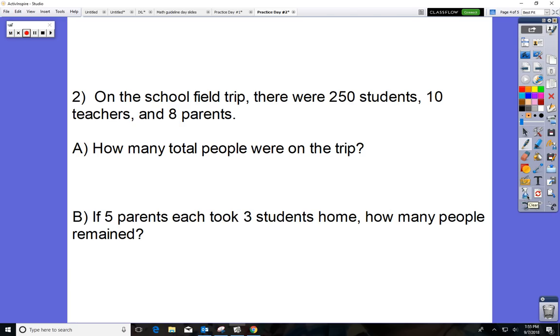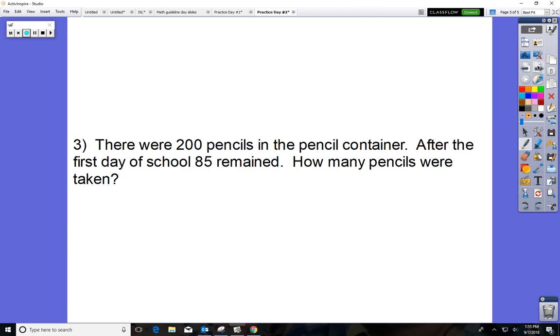It helps to draw pictures, like how over here I drew the 5 parents with the 3 each, so that you can see. Number 3 says there were 200 pencils in the pencil container. After the first day of school, 85 remained. How many pencils were taken? So this is kind of similar to the previous problem with that last piece there. So we have 200 to start, or 200 total pencils. 85 remained at the end of the day.